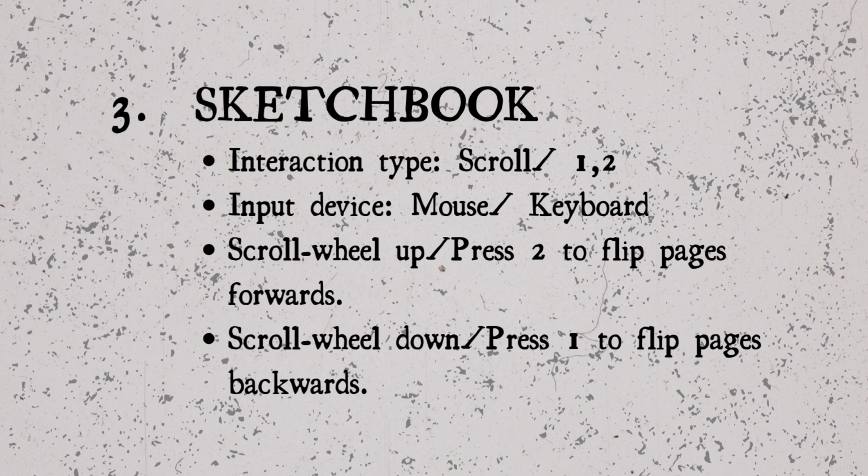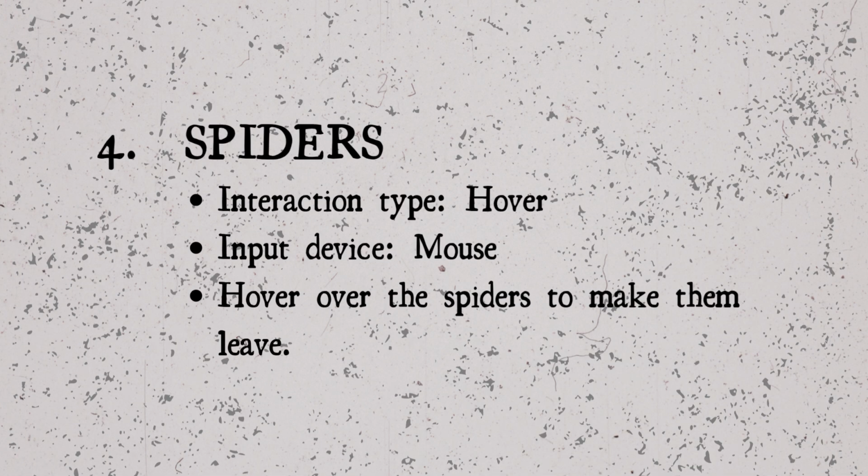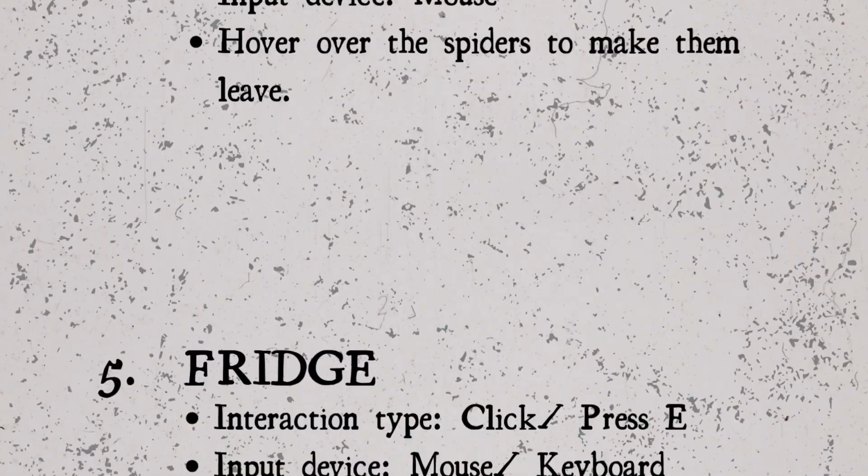Then we have the sketchbook. This has two different types of interactions. Either you can scroll on your mouse wheel to flip through the pages, or you can press 1 and 2 to flip through the pages. Then we have spiders. This is a small interaction. When your mouse hovers over spiders, they'll move away.